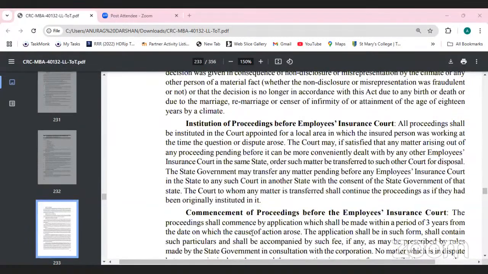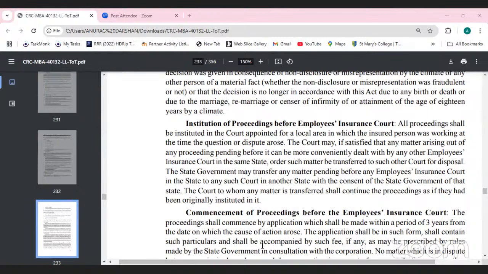And institution of proceedings before the employees insurance court: the court will take up the case, and if any proceedings pending before it can be conveniently dealt with by another employees insurance court in the same state, that court can take up the matter. The state government may transfer any matter pending before any employees insurance court in the state to any such court in another state with the consent of the state government of that state. And commencement of the proceedings before the employees insurance court.